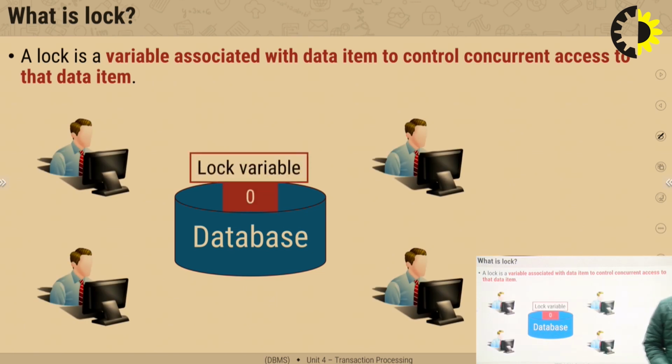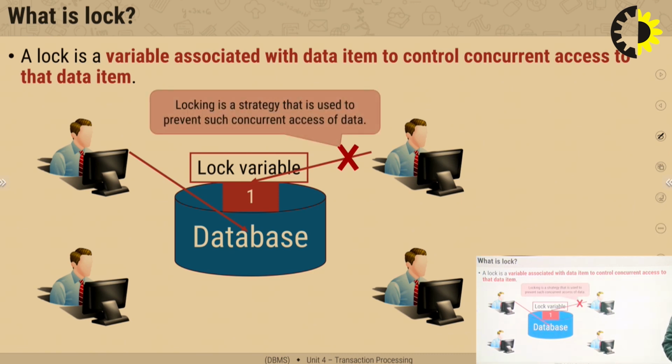Now clearly we are seeing different users are there. There are 4 users. There are lock variables. See, if one of the users is accessing the data item, then the other users are not able to access it. Otherwise, there will be conflict. So locking is a mechanism that is used to prevent concurrent access of data.